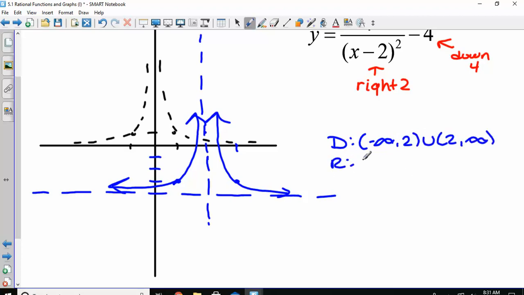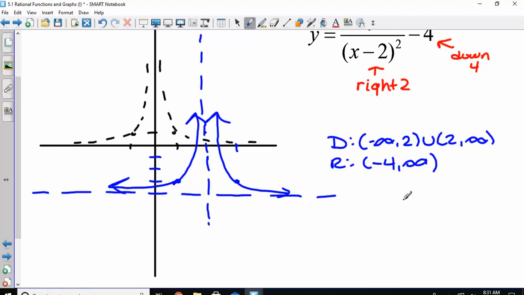What's the domain? Range? Negative 4 to infinity. I didn't ask for it, but what's the vertical asymptote? x equals 2. Horizontal would be y equals negative 4. Good.